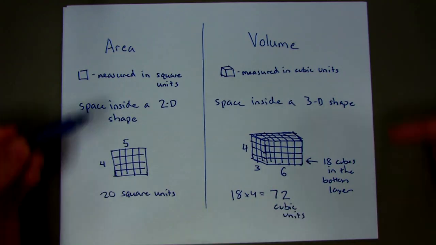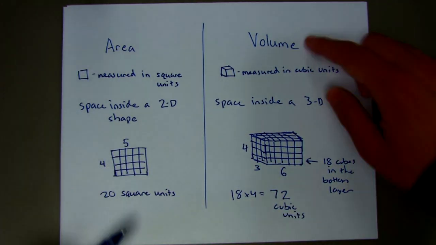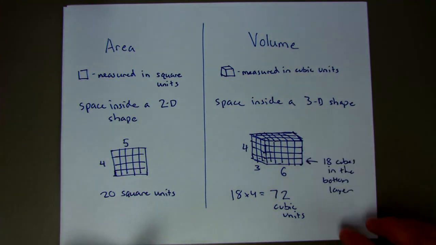So that's the difference between area and volume. Area, space inside a 2D shape, and volume, space inside a 3D shape. So let's focus on volume here on the next page.